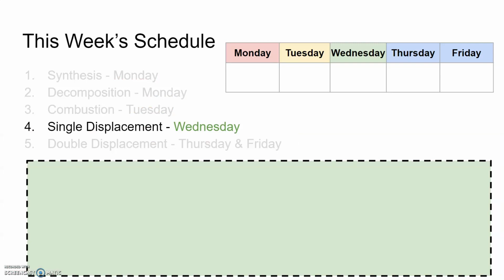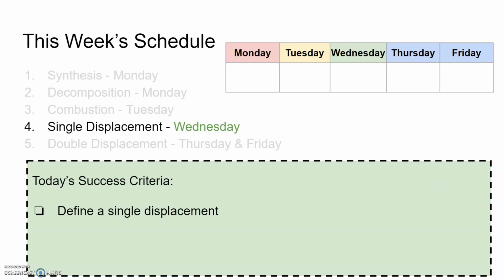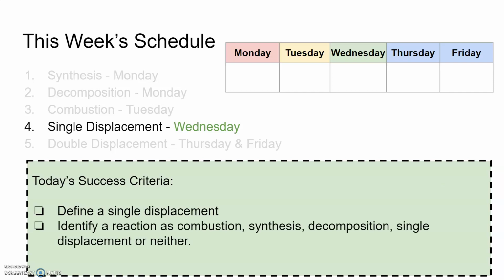Now today we're going to focus on single displacement reaction, and here is our success criteria for today. First, we're going to define a single displacement reaction, and then we're going to identify a reaction as combustion, synthesis, decomposition, or single displacement, or neither. And finally, we're going to review Unit 4, Day 6. Now, this actually has not much to do with what we're covering today, but it has a lot to do with what we're going to cover Thursday and Friday, double displacement, and we'll talk about that later.